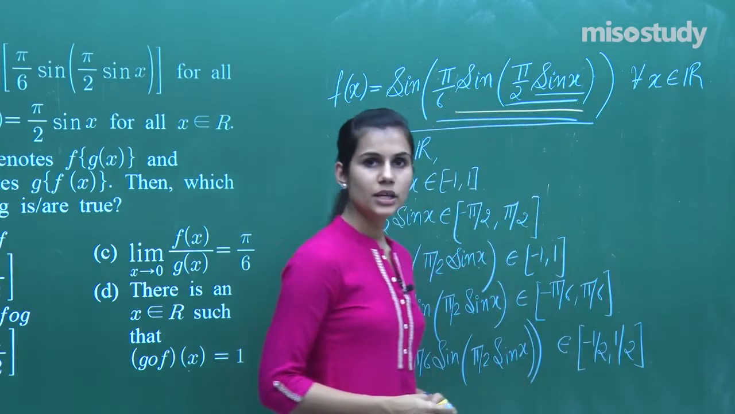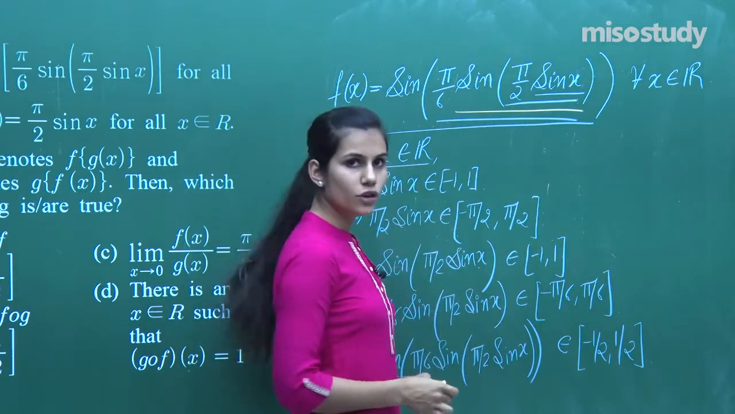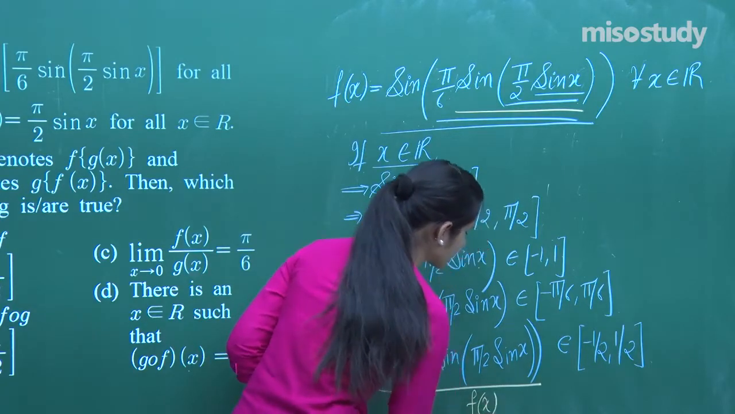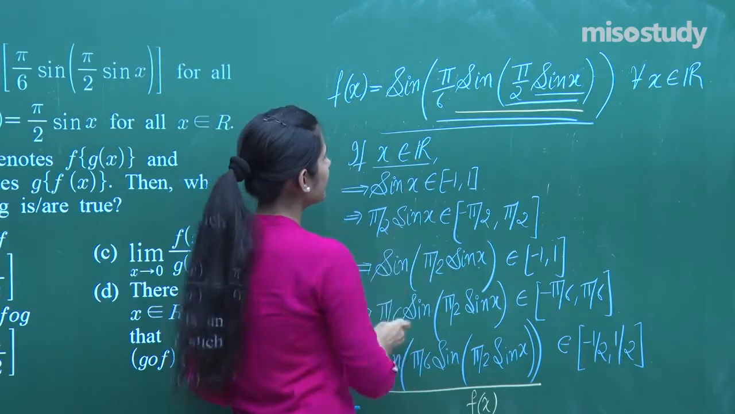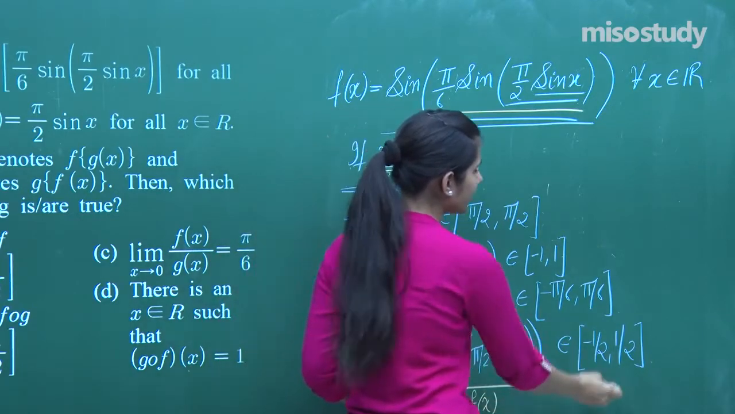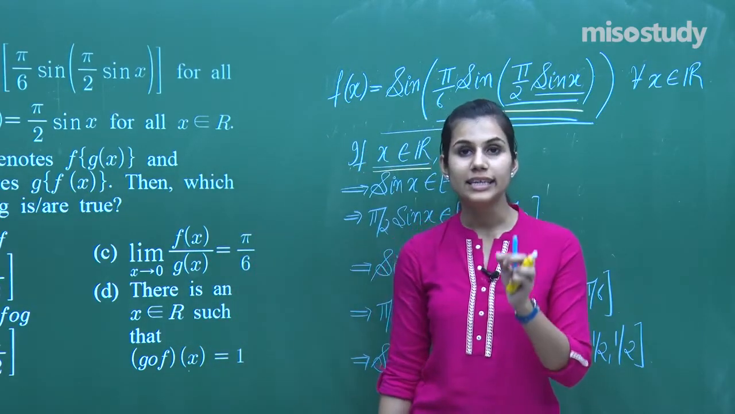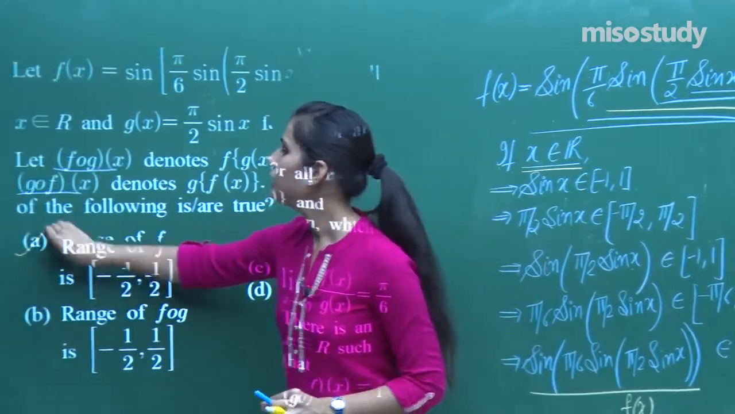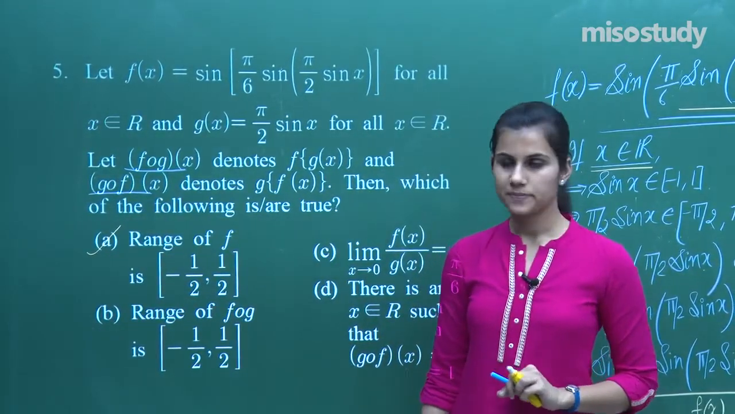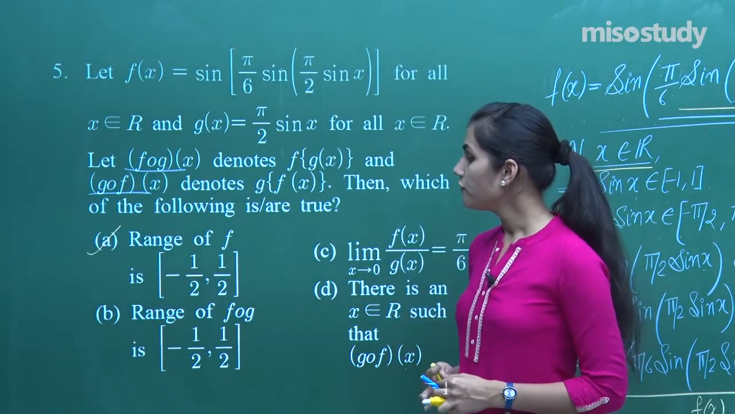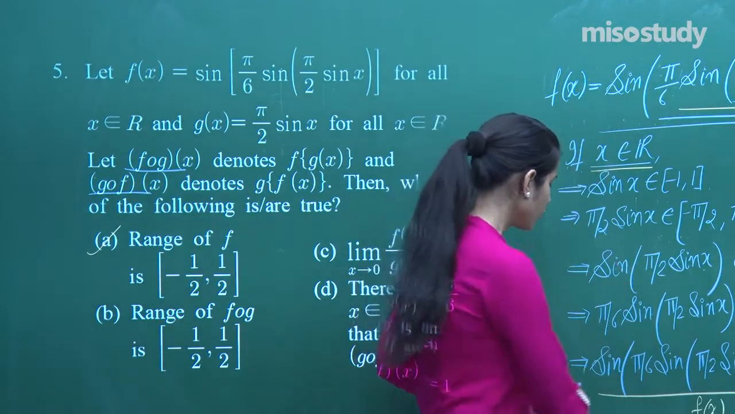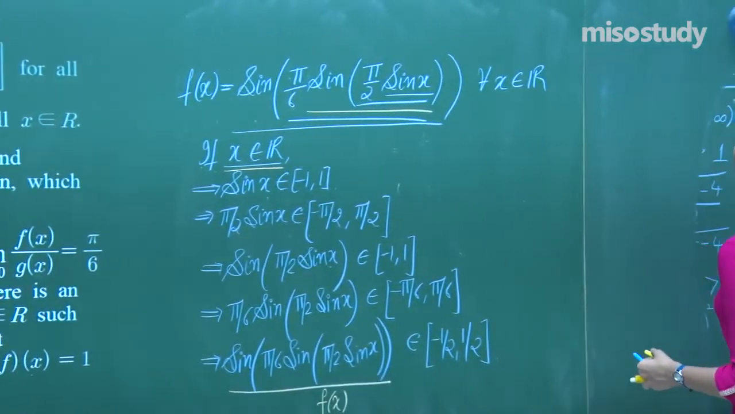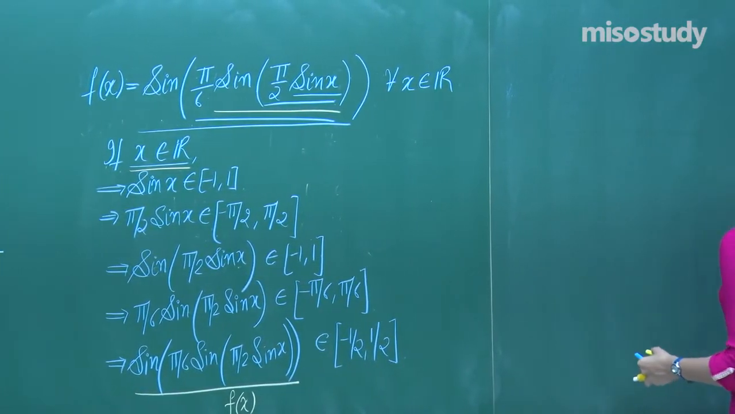So, for every x belonging to the reals, what is this? f(x). For every x belonging to the reals, f(x) is belonging in [-1/2, 1/2], which is the exact range of this function, and therefore, the first option is very much correct. B, range of f∘g. Okay, so for that we will have to first come up with what is f∘g, and then we can talk about the range of f∘g.